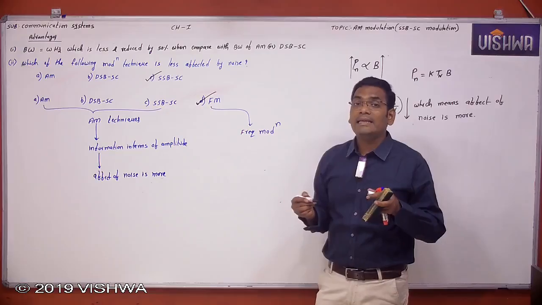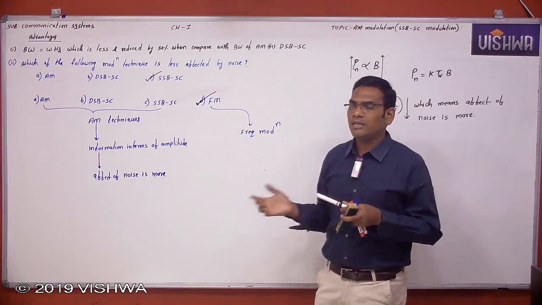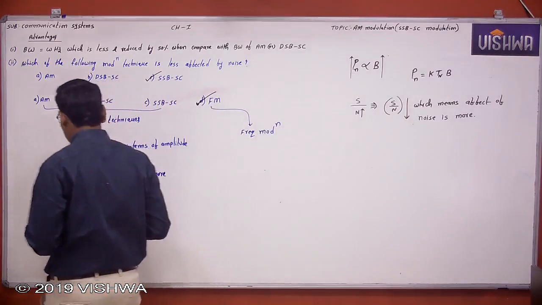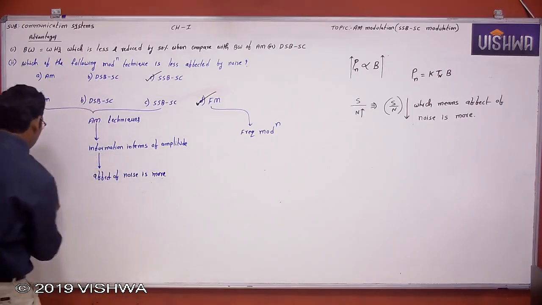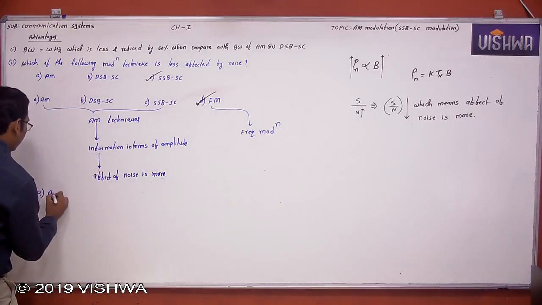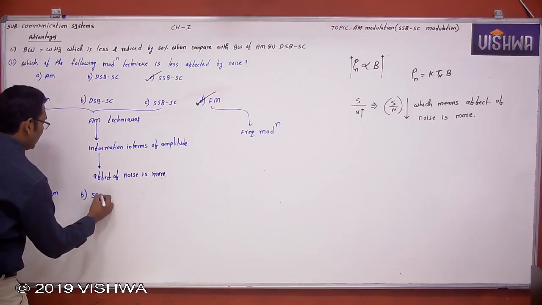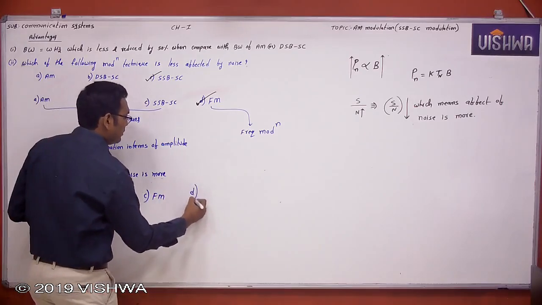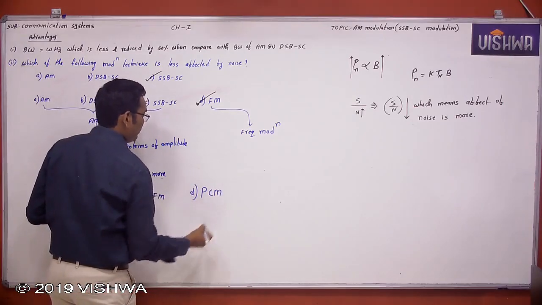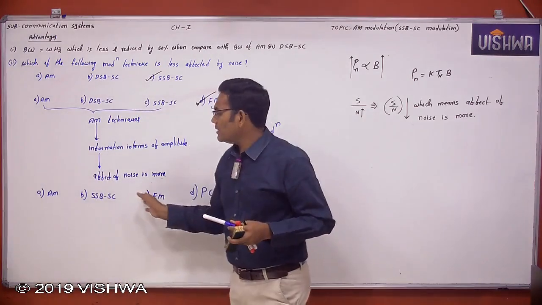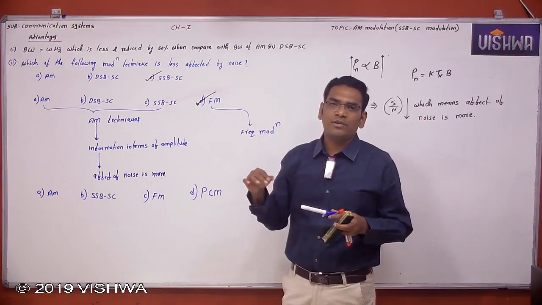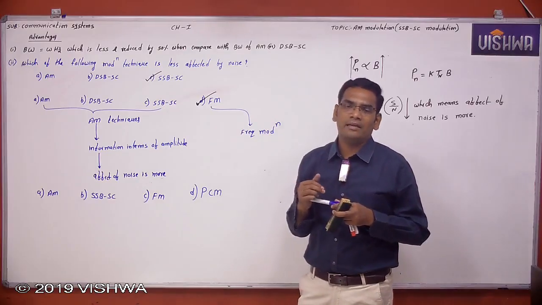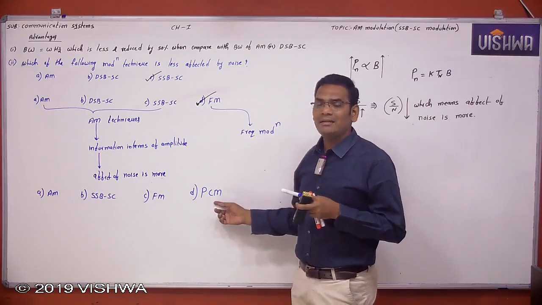But if any digital system comes into the picture, obviously the digital system will be the best one with respect to noise. So in analog, FM is best. The same question with other options: A, AM; B, SSB-SC; C, FM; D, pulse code modulation, PCM. All these are analog, meaning continuous wave signals, which are more affected by noise, and it is somewhat difficult to retrieve the original signal from the noise. But pulse code modulation is digital.